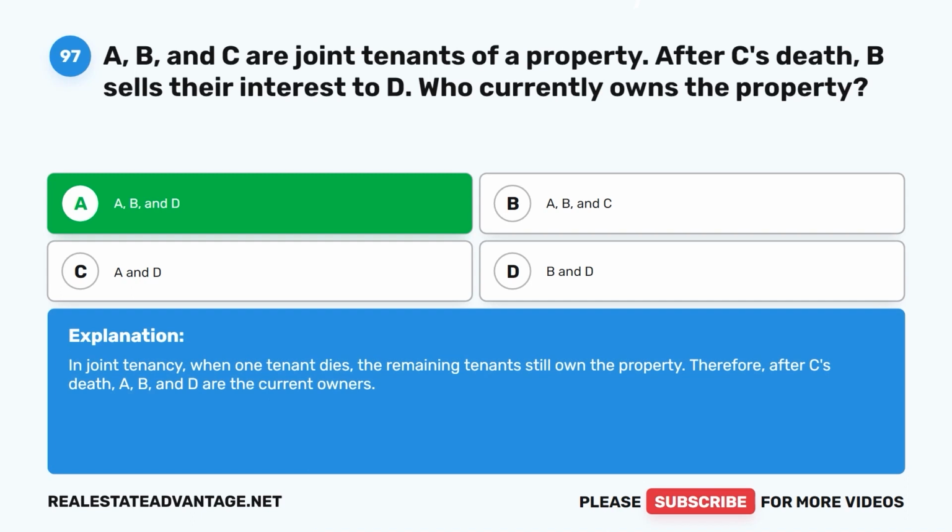In joint tenancy, when one tenant dies, the remaining tenants still own the property. Therefore, after C's death, A, B, and D are the current owners.